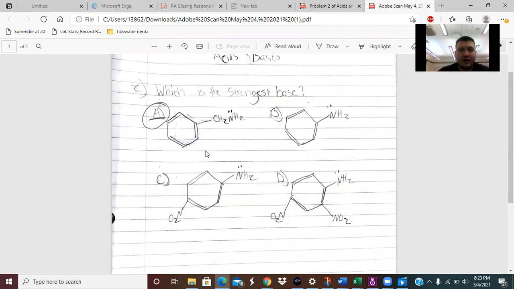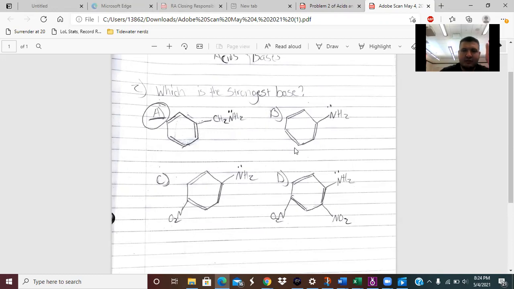So this first one, we have option A. This is a CH2NH2 attached to a benzene ring. For B, it's NH2 attached to a benzene ring. It's an NH2 and NO2 attached to a benzene ring for option C. And for D, it's NO2, NO2, and NH2. So there are a lot of similarities, but a lot of differences in each of these potential answers.